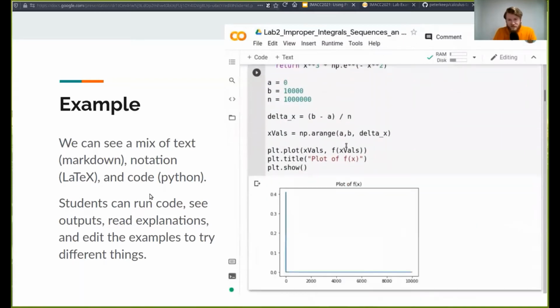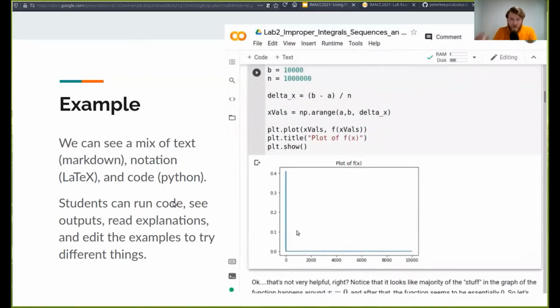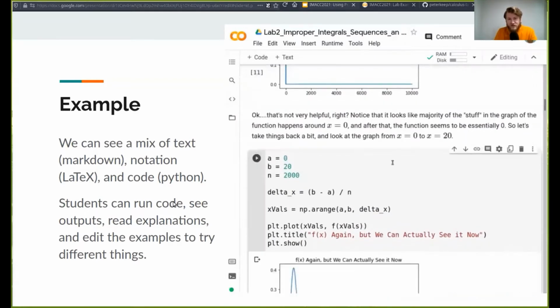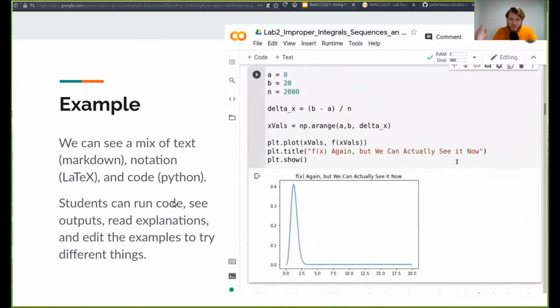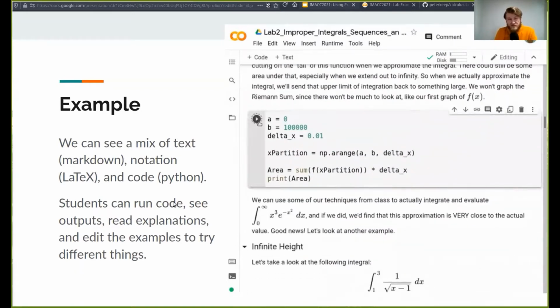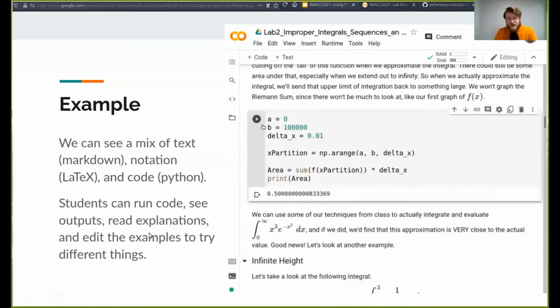In this, I'm just going to run a little picture of a graph. It's not a very helpful graph. I try and explain a little bit why that's not super helpful. So I do a different version of the graph that they can see. And again, these are just examples that I've written out for them. So they literally are just clicking that little play button and it's running the code. And in this case, it's going to spit out a Riemann sum approximation of that improper integral, which I think is pretty cool.